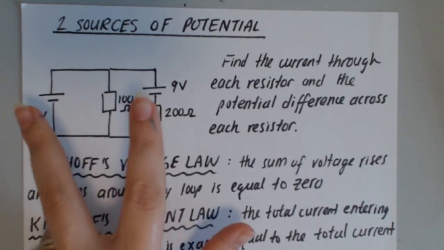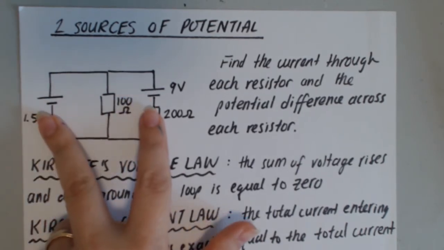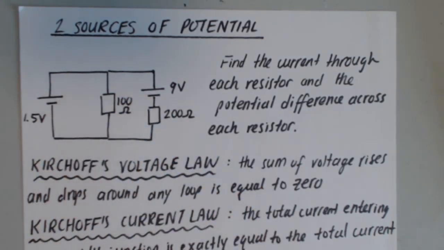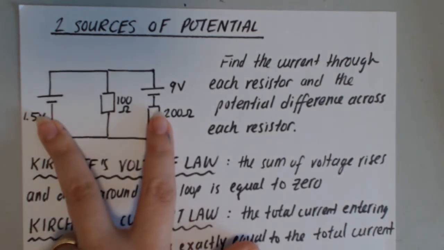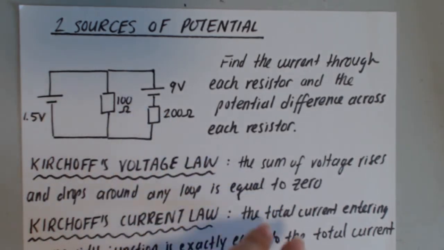Now, in order to solve circuit problems, and by solving a circuit, that means you have to find all the unknowns. So if a question ever says solve the circuit, that means you have to find all the currents, all the voltages, all the resistances. All right. So two sources of potential, find the current through each resistor and the potential difference across each resistor.